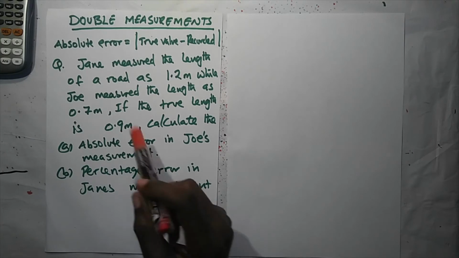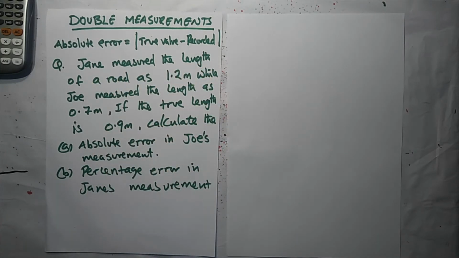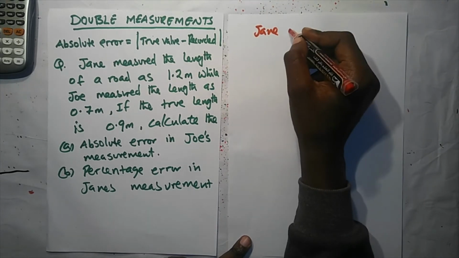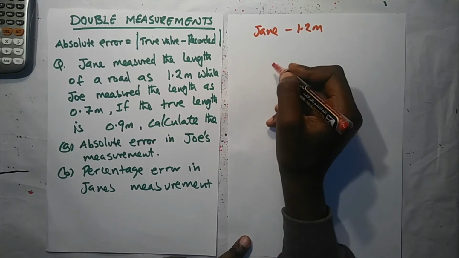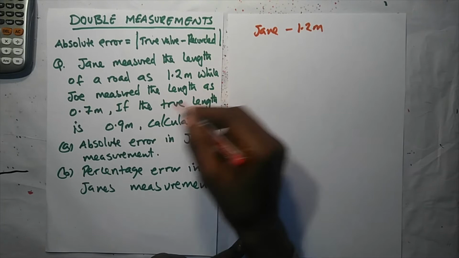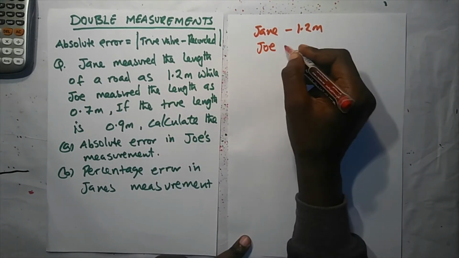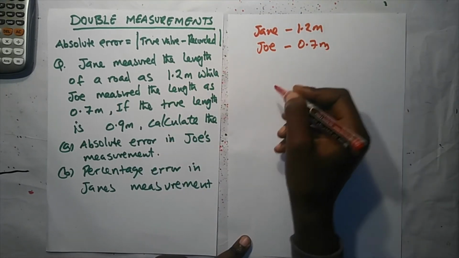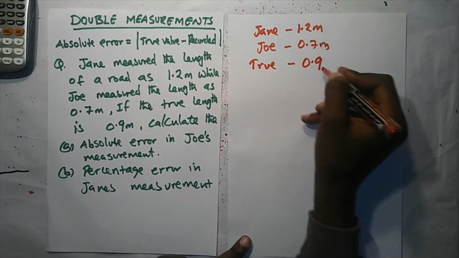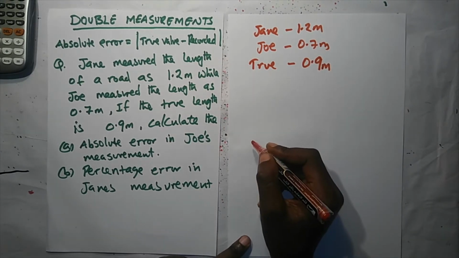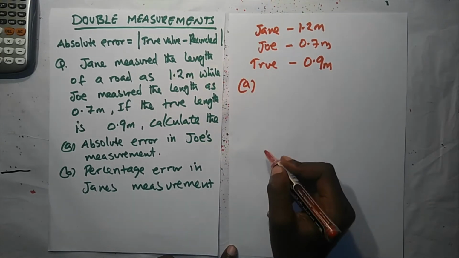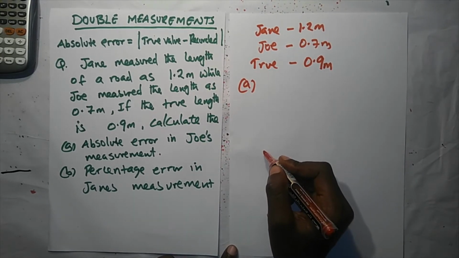The question says Jane measured the length of a rod as 1.2. So I'll write here, Jane measured it to be 1.2 meters. And then Joe measured the length as 0.7 meters. The true length is 0.9. The first question says calculate the absolute error in Joe's measurement.